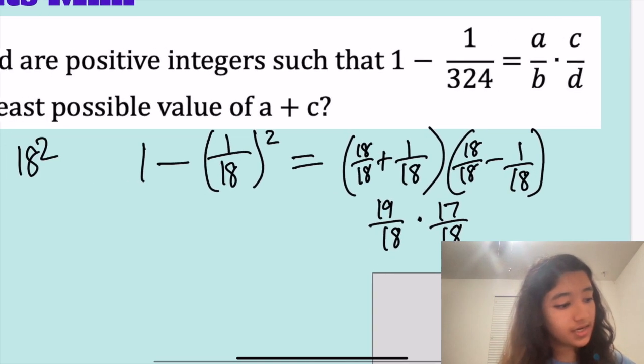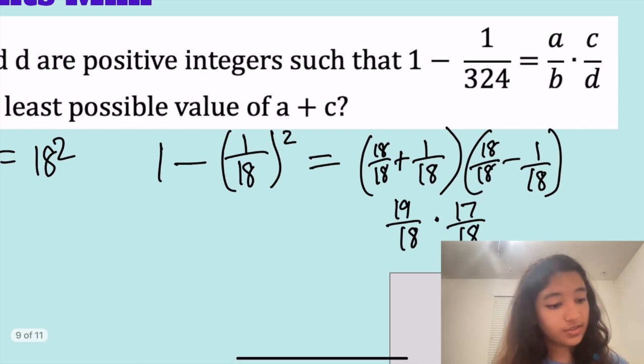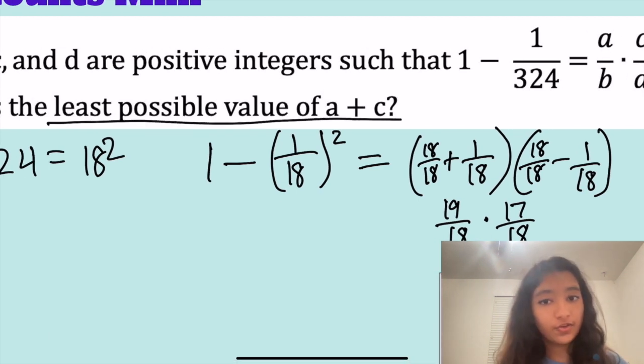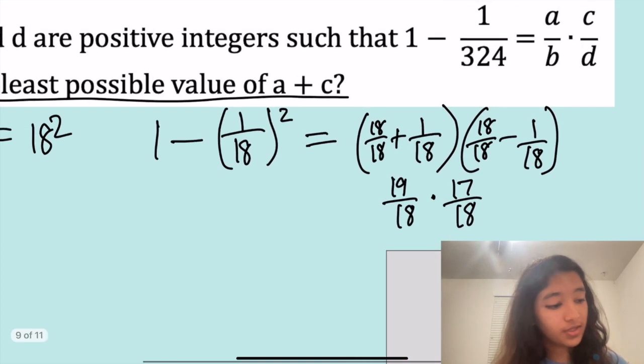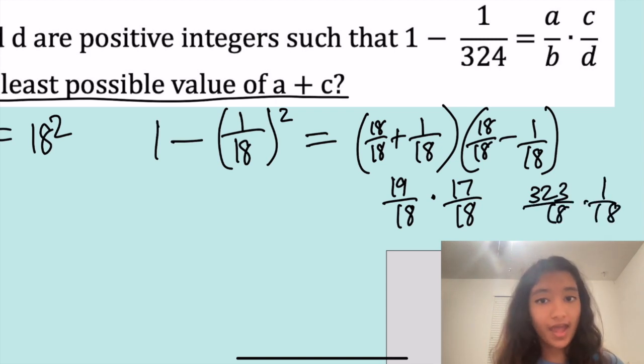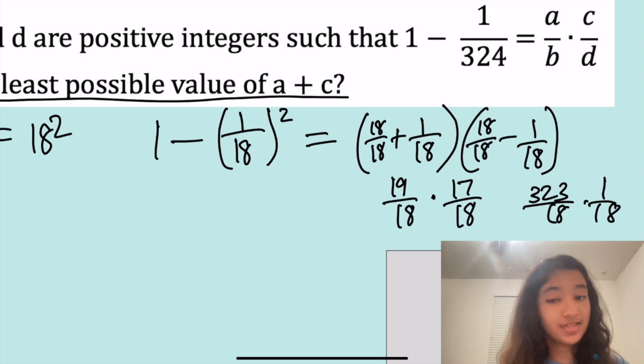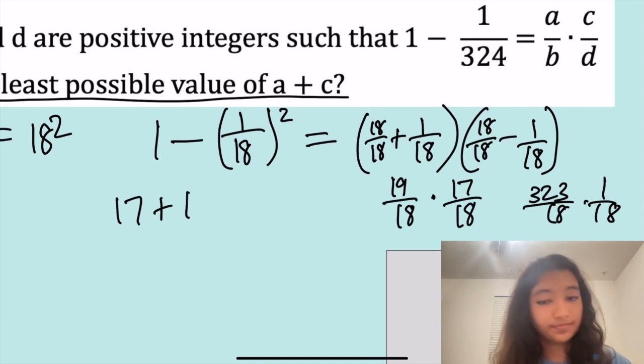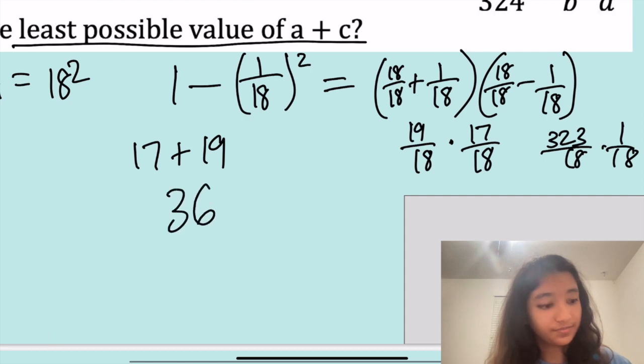We notice that this minimizes our value of a and c, which is what we're looking for in the problem. Because if you multiplied it out, our other possibilities would be 323 over 18 times 1 over 18, or something like that, and that would make the sum of a and c larger. By having a and c closer together with 17 and 19, we minimize their sum. So the least possible value of a plus c is 17 plus 19, and it doesn't matter the order. Adding that together, you get 36, which is your final answer.